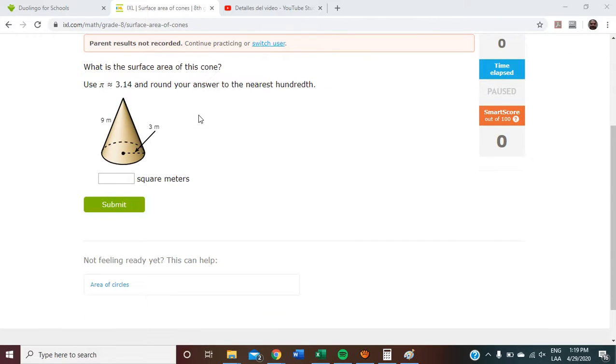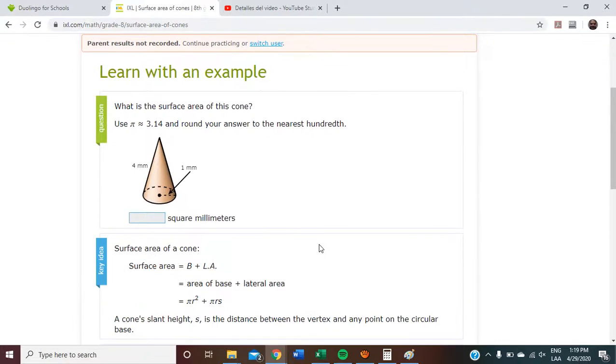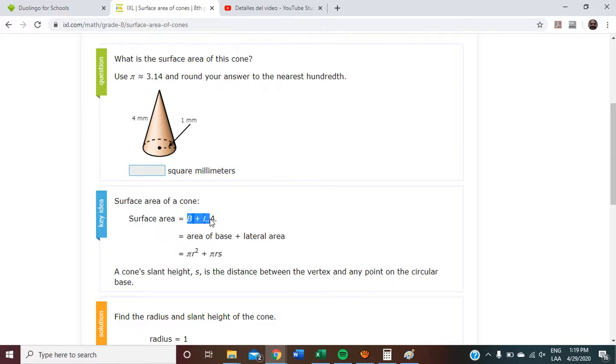Okay, to solve this, let's first take a look at the learn with an example. As you can see, this is how you're going to solve these problems. You have to sum, or add up, B plus LA. So B is the area of the base, the area of this circle, and LA is the lateral area, the area of the rest of the cone. How do we get the area of the circle? Just like multiplying pi times the squared radius, or in Spanish, pi por radio al cuadrado, right?